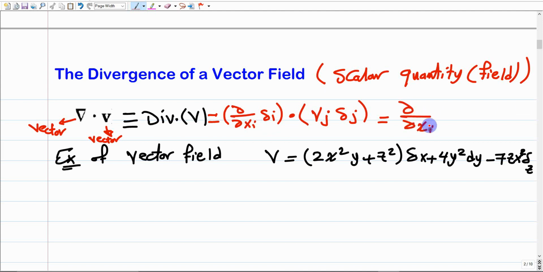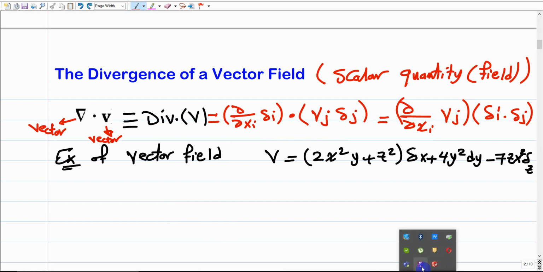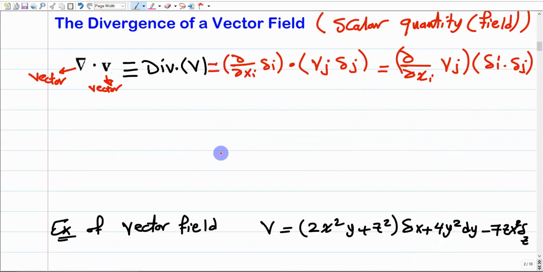So we're gonna have here the partial by partial xi Vj. We can just collect these two values together, and we're just gonna work over the delta I dot delta J. Make sense? So if we're gonna carry on here for this case, let me move this part down a little bit. All right, so I moved it down.